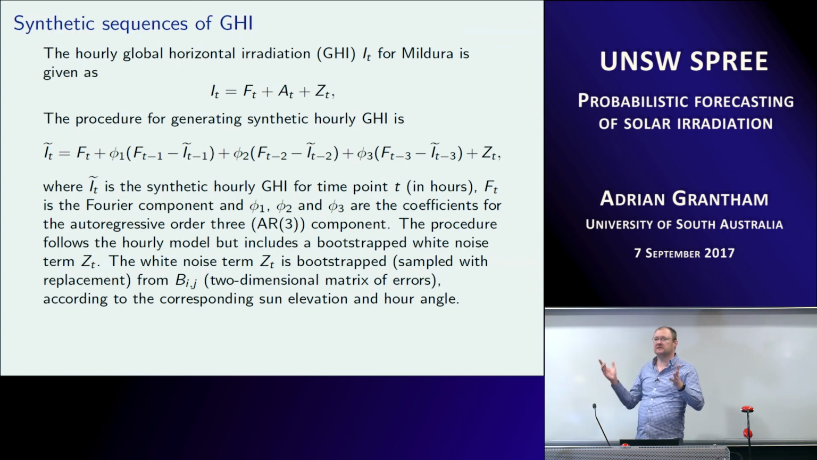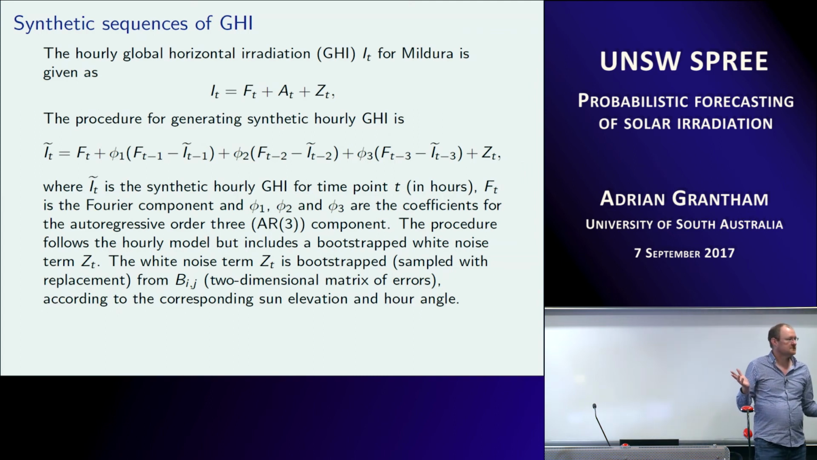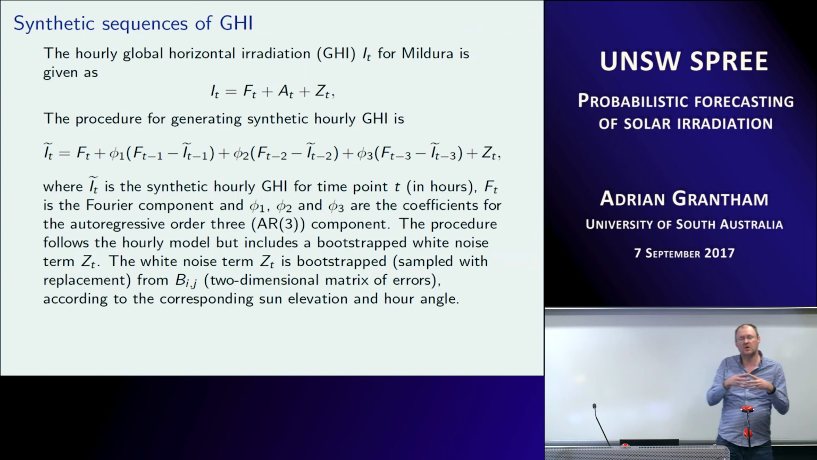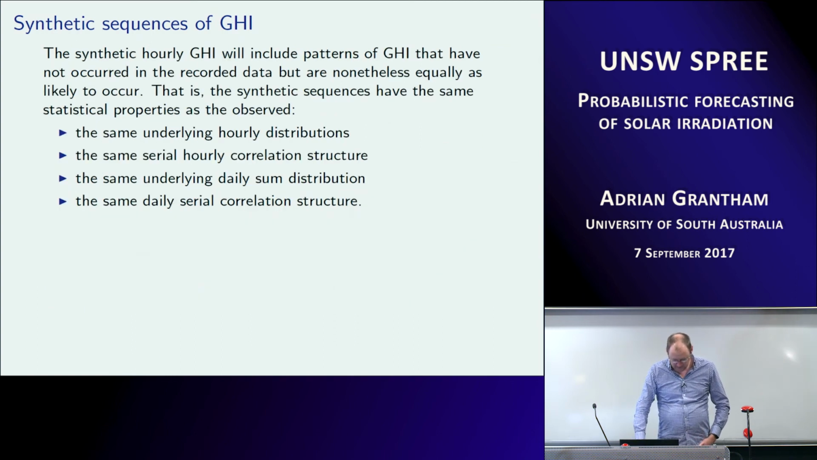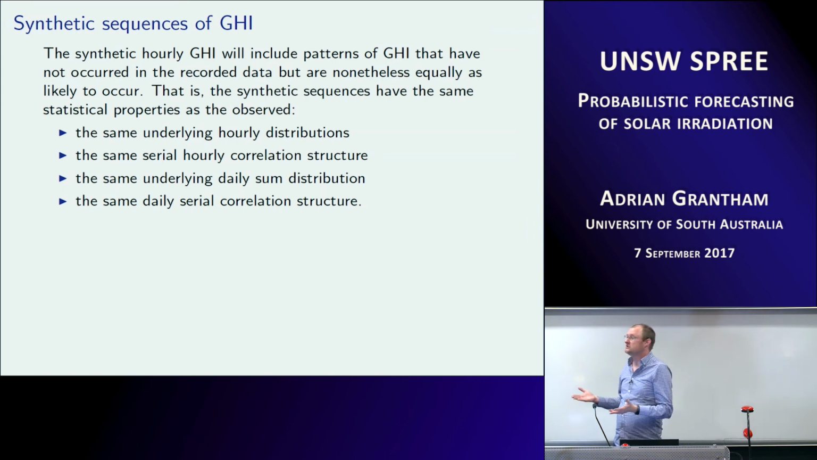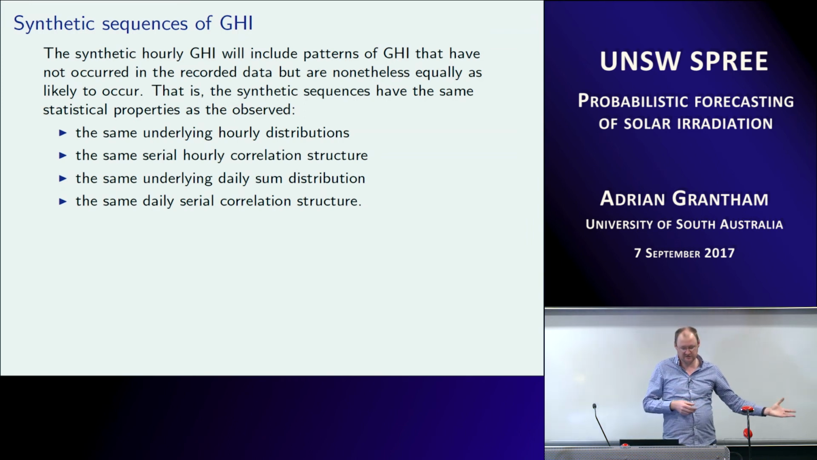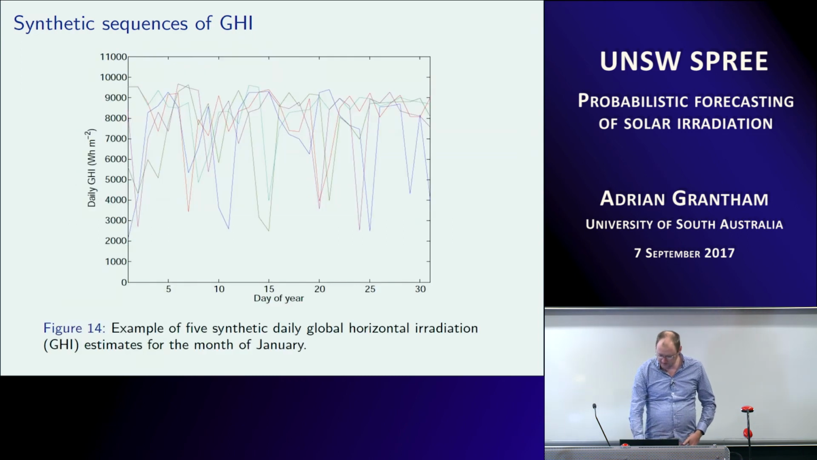Another way to make that distinction is I might generate a synthetic value for January 1st at 12 o'clock, but it has no concept of year. The synthetic values that I generate at that time point will have the same statistical properties as the observed for that time point, but it doesn't correspond to a year. So once again, that summarises what I said before. The hourly distributions in our synthetics are the same as our reals. The serial correlation in our synthetics has the same serial structure as the observed, and the same on the daily scale as well.